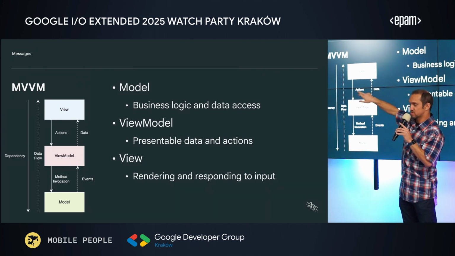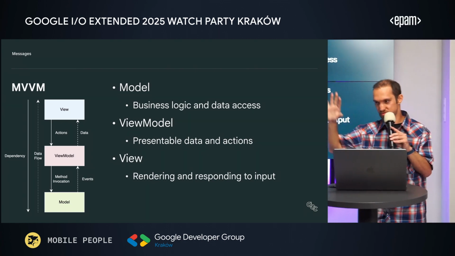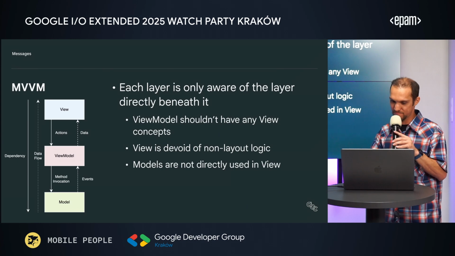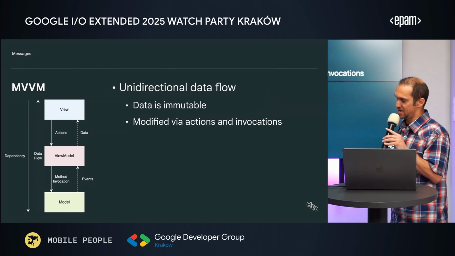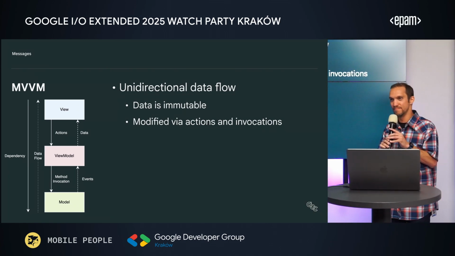So the view only knows about the view model, and the view model only knows about the model in this general MVVM concept. This is something I basically went over right now, so I'm going to skip that. The unidirectional data flow piece is kind of important.